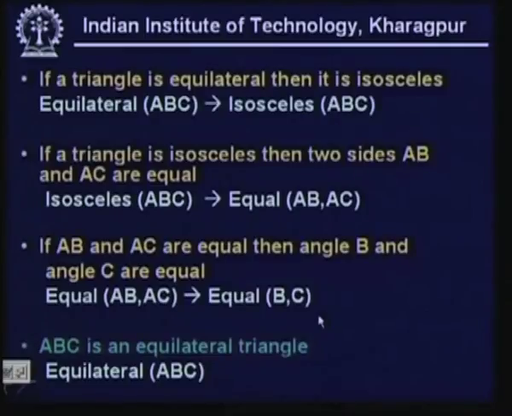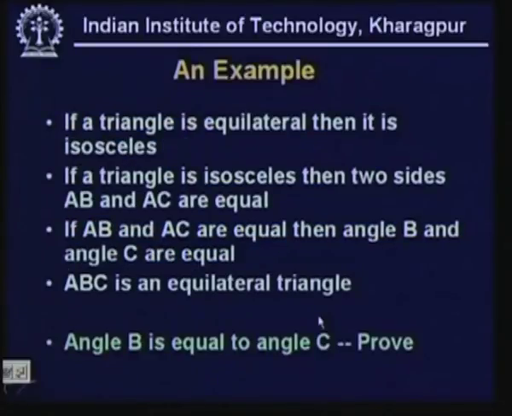Suppose I change this a little bit. It is told ABC is an equilateral triangle, and I have been told to prove that these two angles, B and C, are equal. How can I prove it? My task is to prove angle B is equal to angle C. How do you prove it? There are different ways of proving. You can try modus ponens, or let us try with resolution, because we are learning it for the first time now.